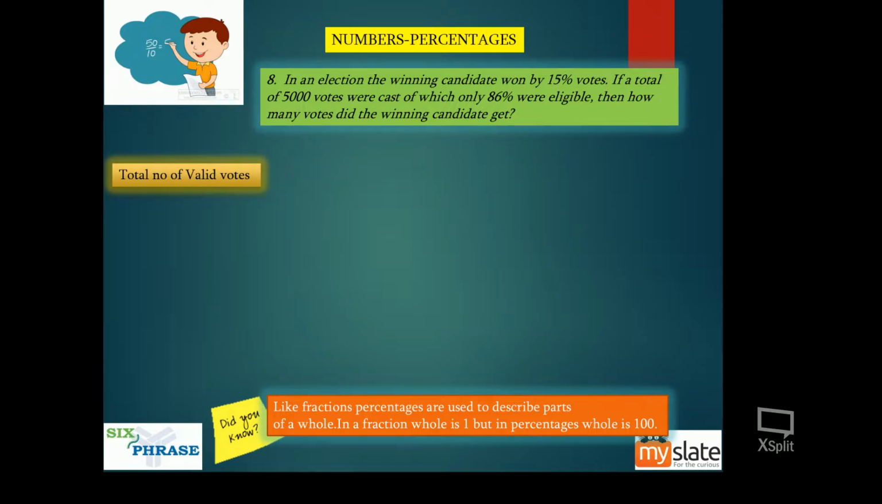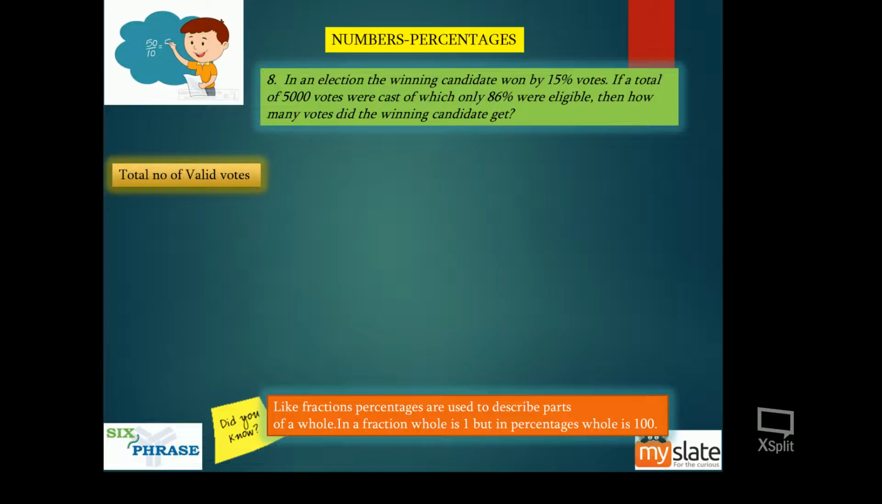Again, an election problem. In an election, the winning candidate won by 15 percentage votes. If a total of 5,000 votes were cast, of which only 86 percentage were eligible, then how many votes did the winning candidate get?